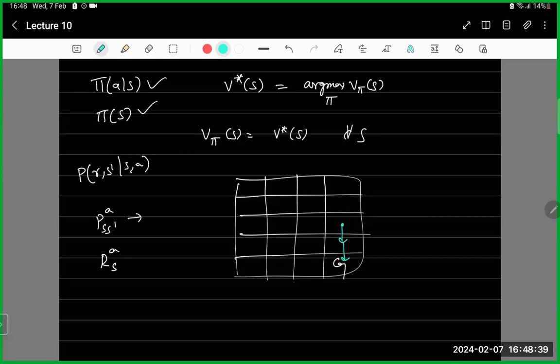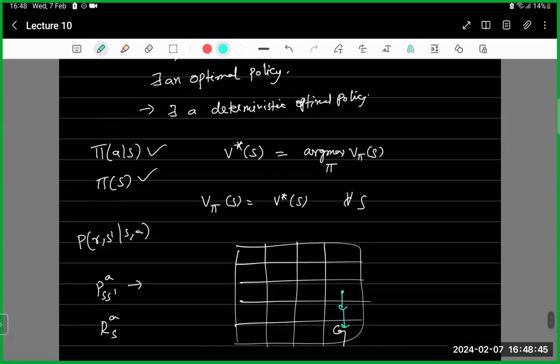But this is not the full policy, right? So what is the optimal policy if I talk about this particular state, and I talk about the maximum value that I can get from this state? Let's say I define my policy like this. Is this an optimal policy for that particular state?